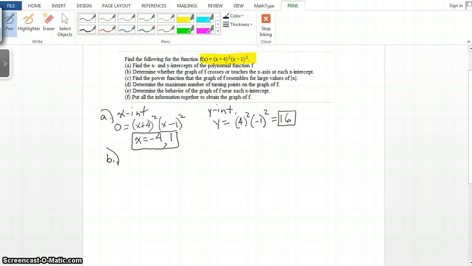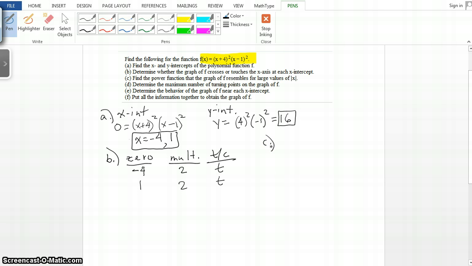For part B, it says determine whether the graph touches or crosses at each intercept. Intercept is the same thing as a 0. So we have to look at the multiplicity, and then we'll tell whether it touches or crosses. So my zeros, I'm going to list them out this way, negative 4 and 1. Each of those multiplicities, again, those are the exponents on those linear factors. So those are 2's. Since they're even, it touches at each one of those.